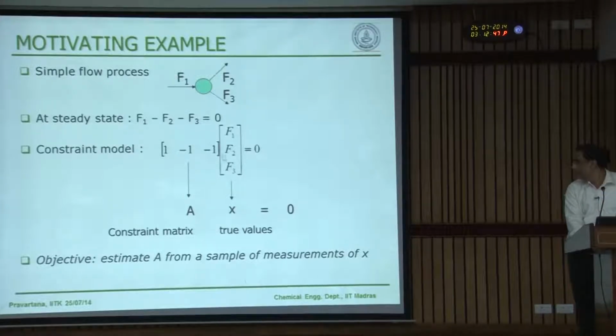This particular equation can be written in matrix form, where the coefficients are 1, -1, -1 and the variables are f1, f2, f3. This coefficient matrix I would call A, which is called the constraint matrix, and these are the true values that should actually satisfy this.